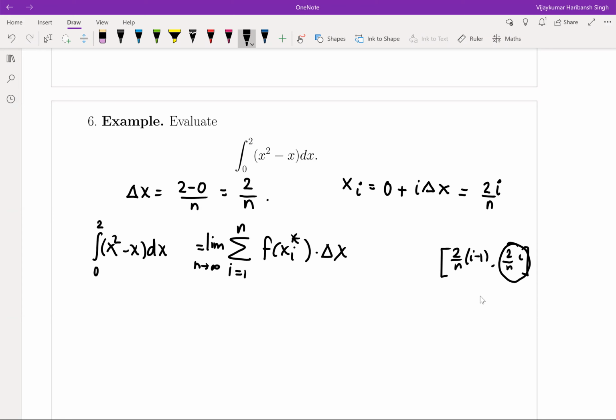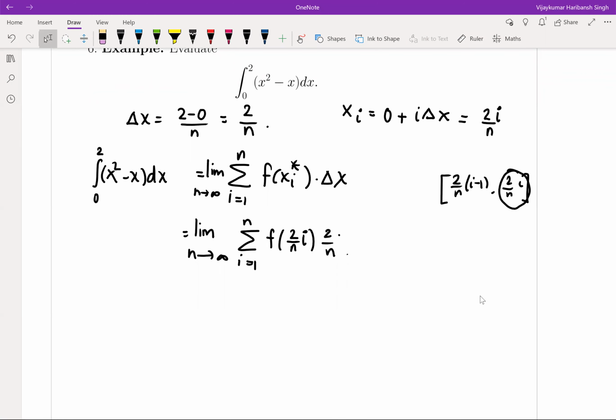So this is going to be the limit as n goes to infinity of the summation i going from 1 to n of f(2i/n). Yeah, we want to choose a point which can be properly represented. So 2/n times i.